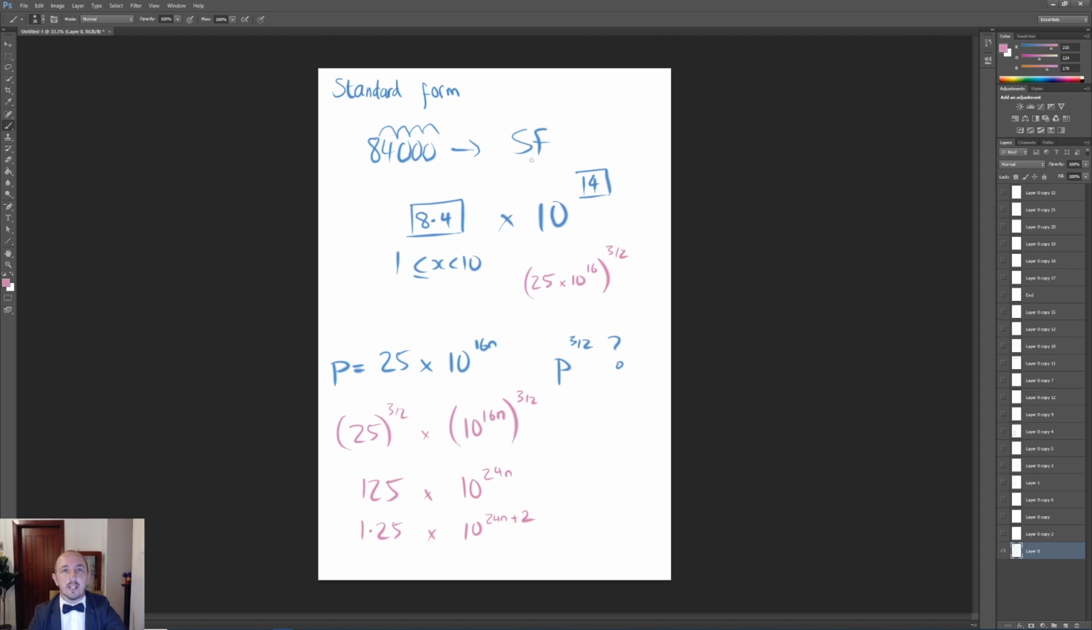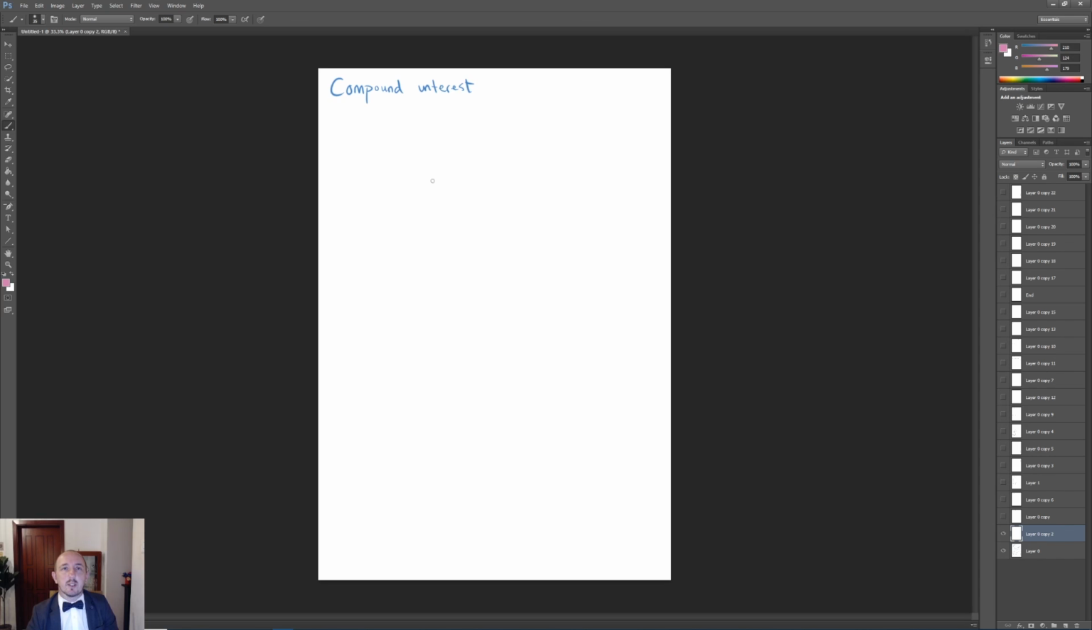Alright, so with the easier standard form ones, you can use your calculator to convert to normal numbers and then do the normal calculations. There's nothing wrong with that in the GCSE at all. With the more difficult ones, just try to split it into its component parts. We've got the number, we raise that to the power, and we've got some algebra, we raise that to the power as well.